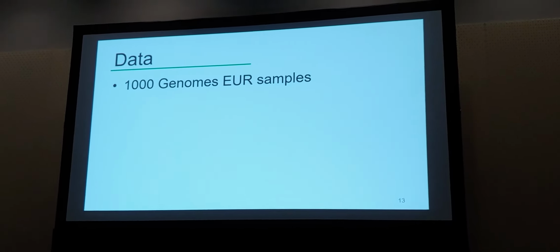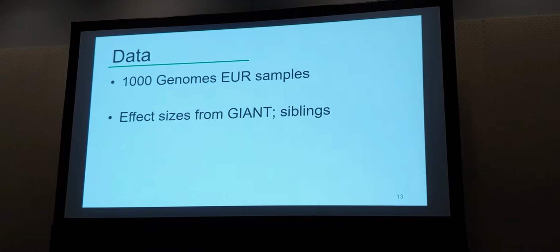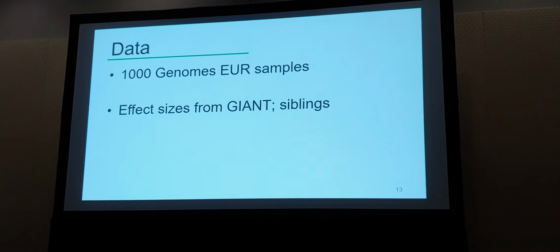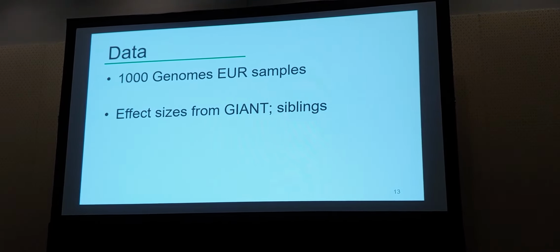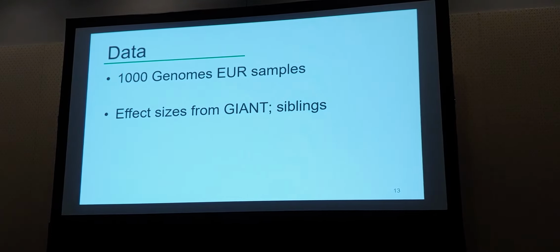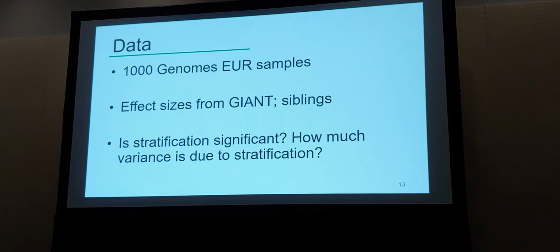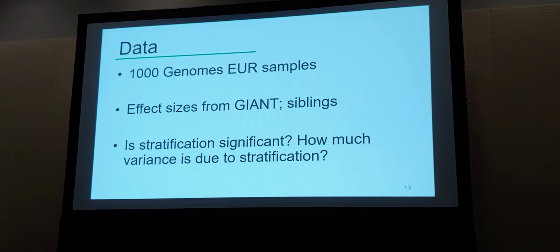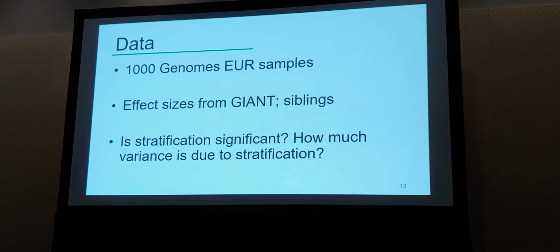I'm going to do this with 1000 Genomes samples from Europe. These are about 500 people from across Europe. I'm going to use effect sizes for height from the GIANT study and from a set of siblings from UK Biobank, and ask whether the stratification is significant and how much of the variance can be explained by stratification.